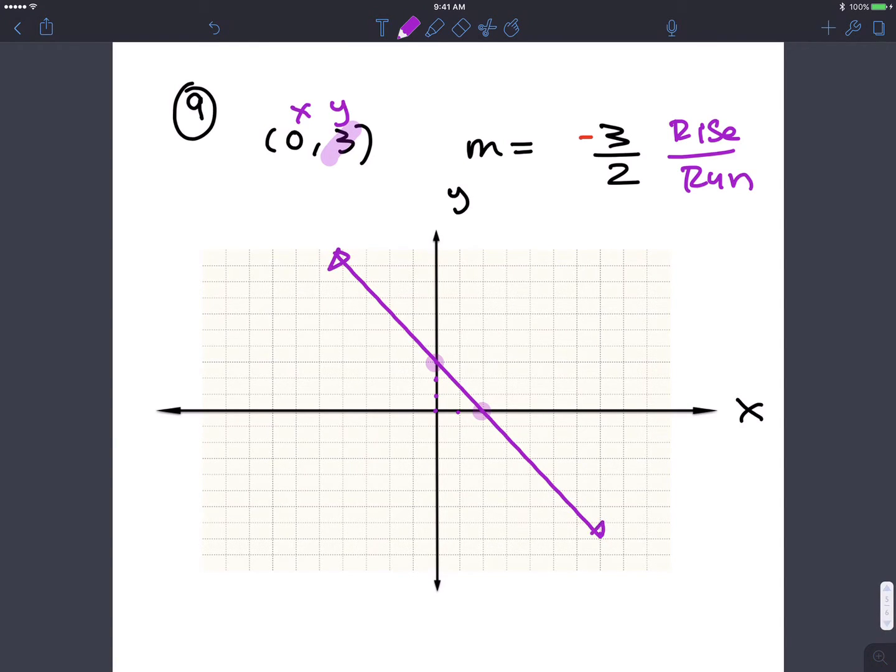This is good enough. This is our line. Notice that we go through a y-intercept at positive 3.